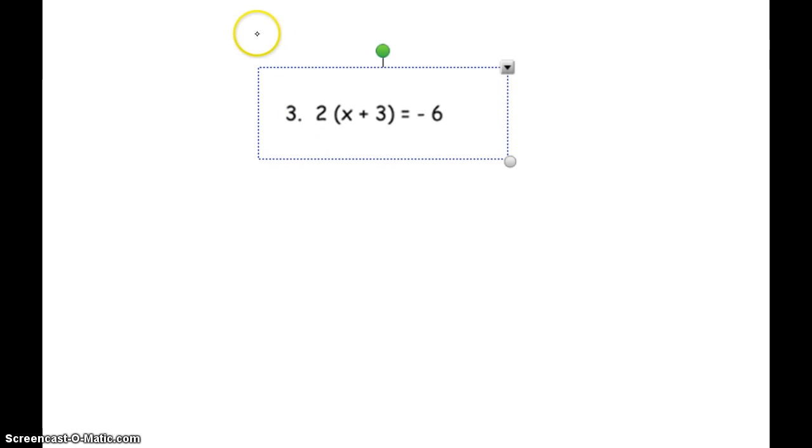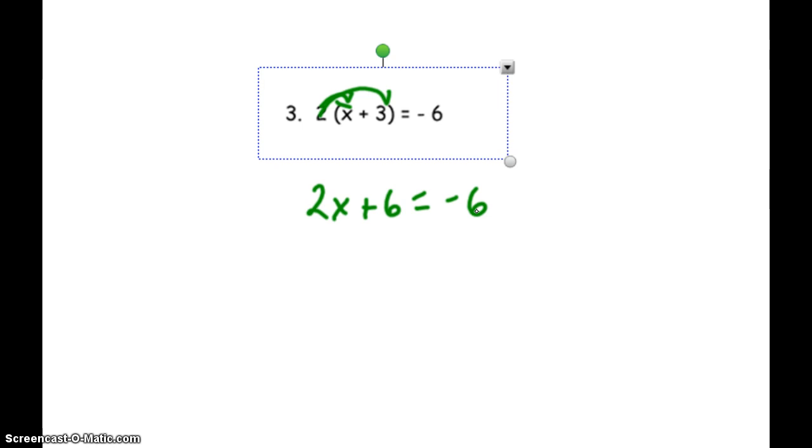We have 2 times the quantity x plus 3 equals negative 6. Well, here what we need to do, if we recall, is we need to apply the distributive property. So it's going to be 2 times x is 2x, 2 times 3 is 6, and that's going to equal a negative 6.